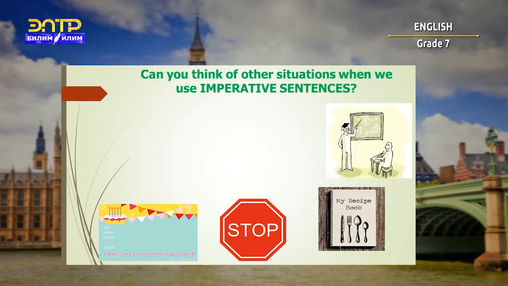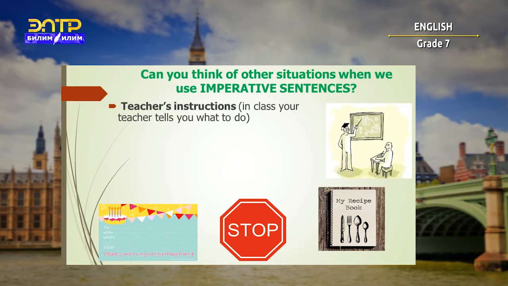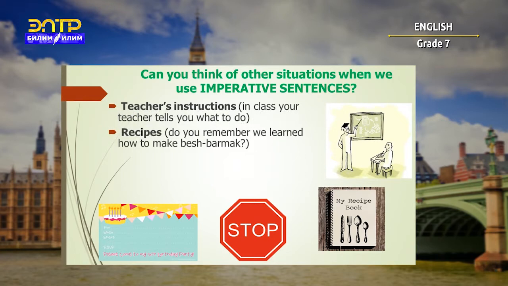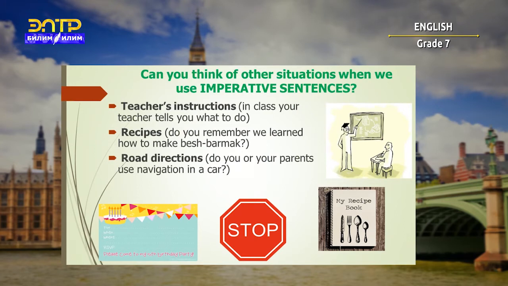Can you think of other situations when we use imperative sentences? For example, teacher's instructions. In your class, teacher will tell you. Or maybe recipes. Do you remember we learned how to make beş parmak the other day? Or maybe road directions. Do you or your parents use navigation in your car? And finally, invitation to a birthday party or any other party.